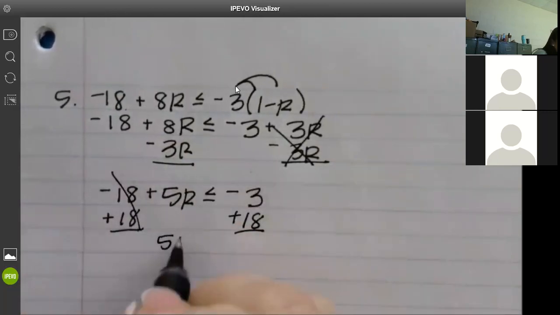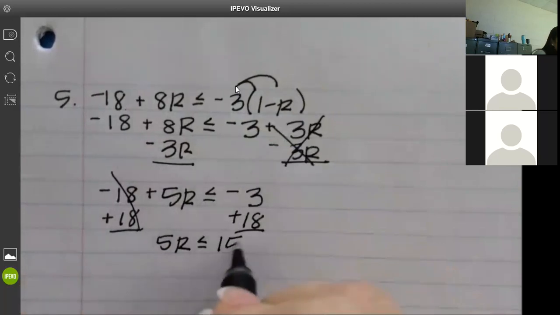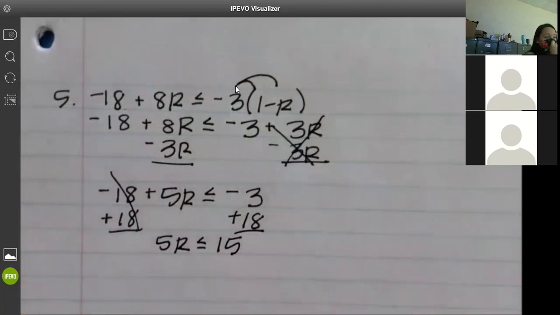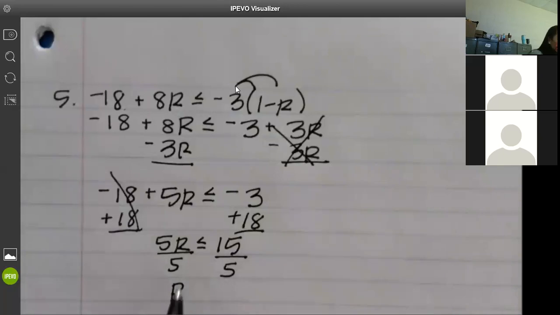You bring down your 5R. Less than or equal to. 18 minus 3 is 15. Again, if you need your calculators, use them. And then the last step, divide by 5. We did not divide or multiply by a negative, so we leave that inequality alone. And 15 divided by 5 is 3.